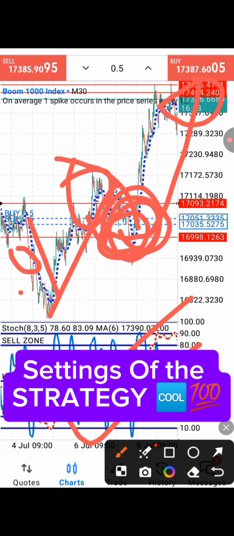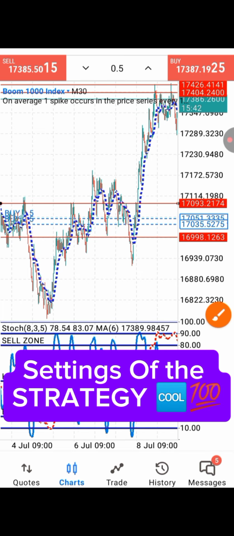So let me first of all give you the complete settings, and after I give you the complete settings, I'm also going to give you your best entry and exit. What are the major areas where you need to exit your market when you have reached a target position with this awesome boom and crash free spike catching strategy? Let me move on now.